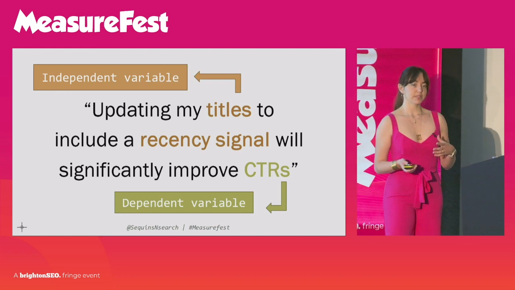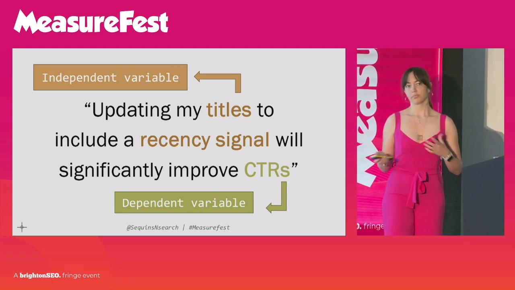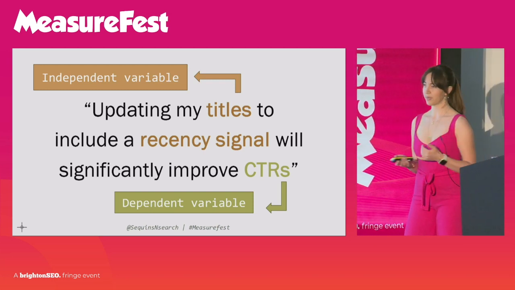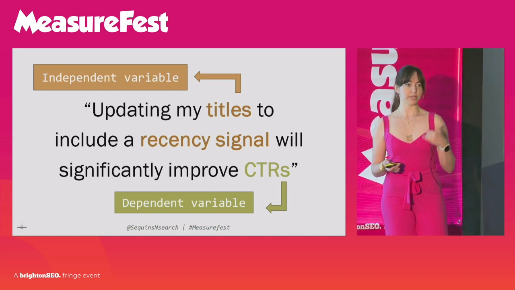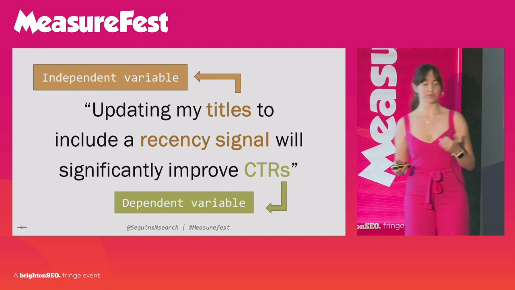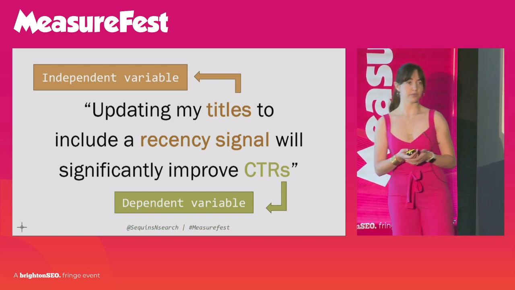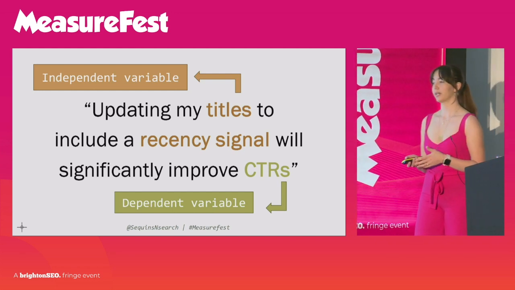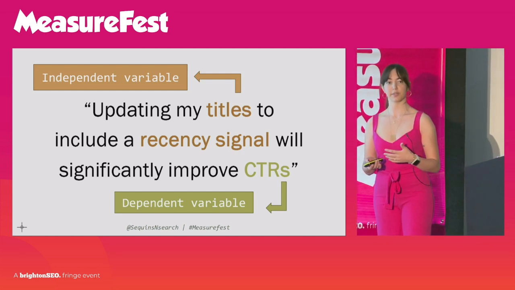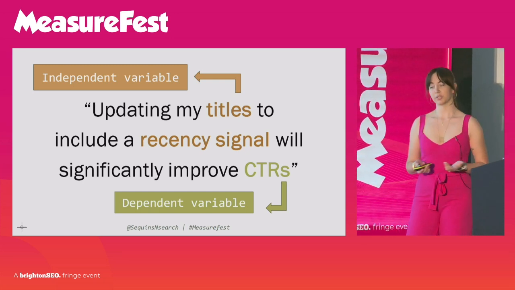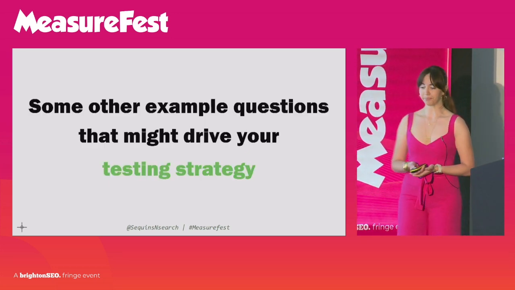So in the hypothesis that we've just seen, there's two main factors that you want to really focus on. Your independent variable, which is the one that you select, the one that shouldn't change as a result of your treatment, which is your titles, your recency signal, especially on your titles. And then the dependent variable, which is the variable that is going to change as a consequence of your treatment.